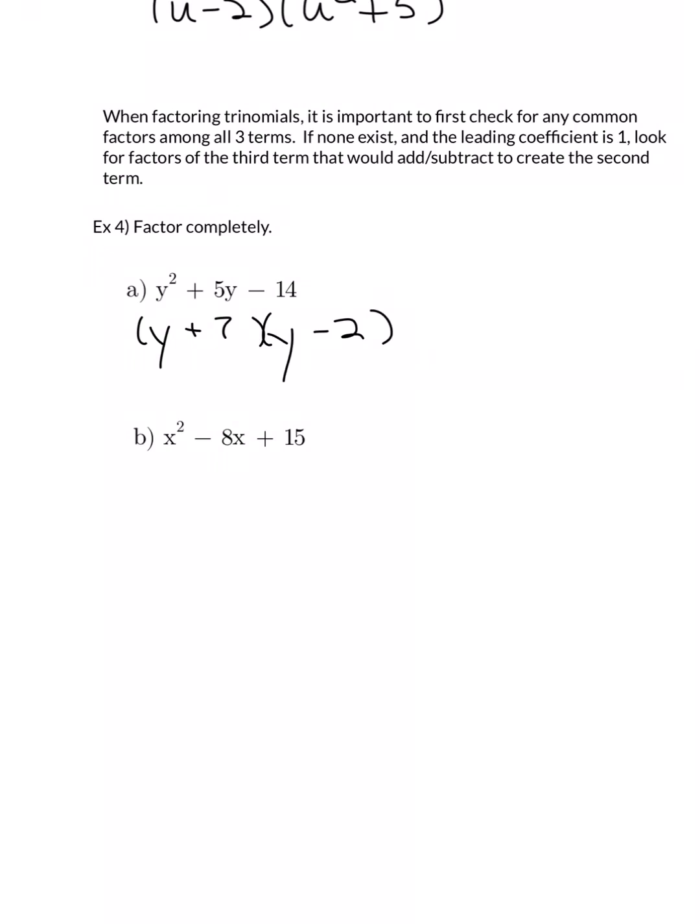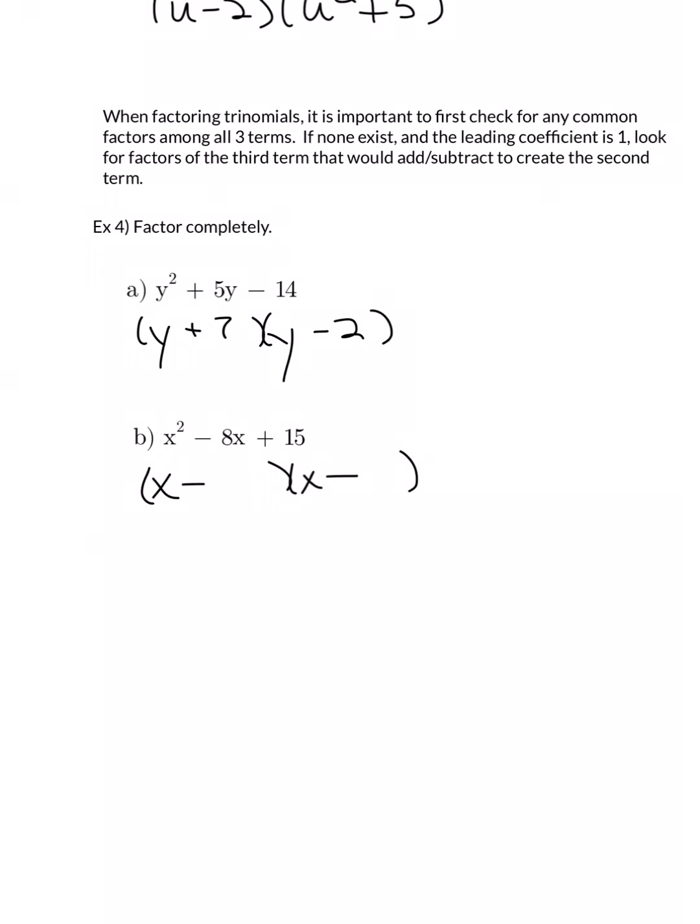On our second one, we have x squared minus 8x plus 15. So we know that we have to have an x in the front of each one of these. Remember that when your middle sign only is negative, both of your factors will have a negative in them. Now, what can you think of that multiplies to equal 15 and would combine to equal 8?